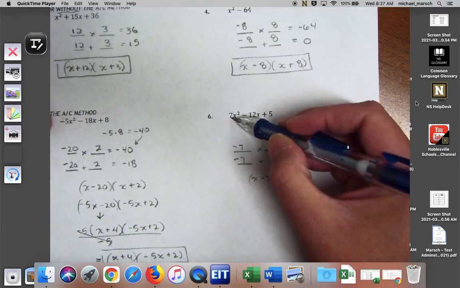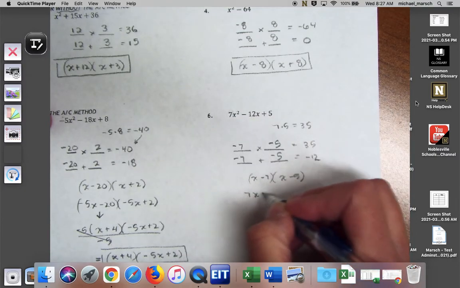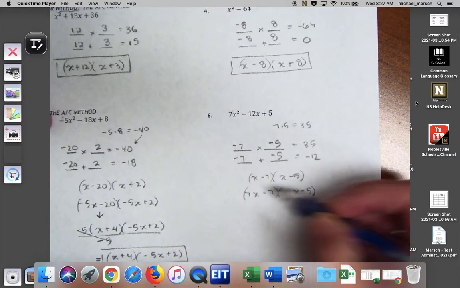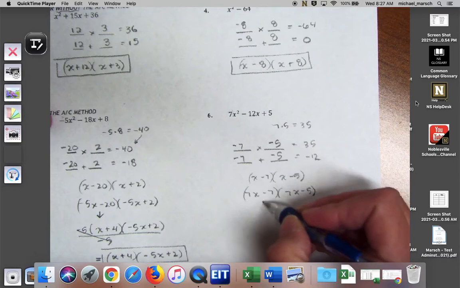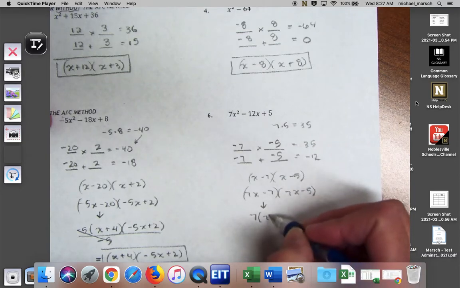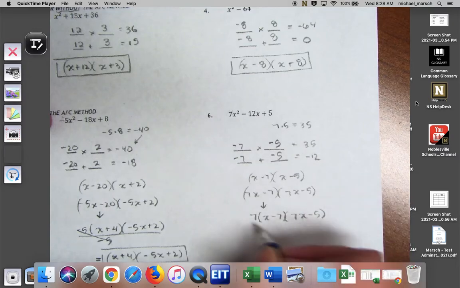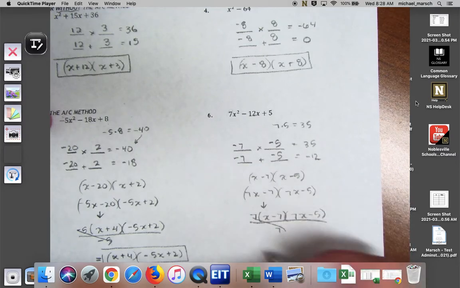I sneak this a back in, so I get 7x minus 7 times 7x minus 5. Of course, this one has the greatest common factor. 7 times the quantity x minus 7 times 7x minus 5. Divide by that a value. And now I have my final answer. x minus 7 times 7x minus 5.